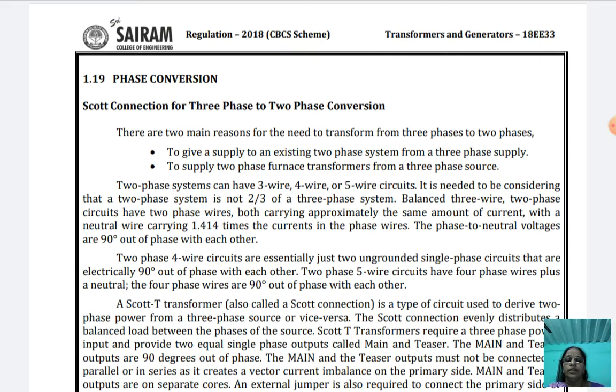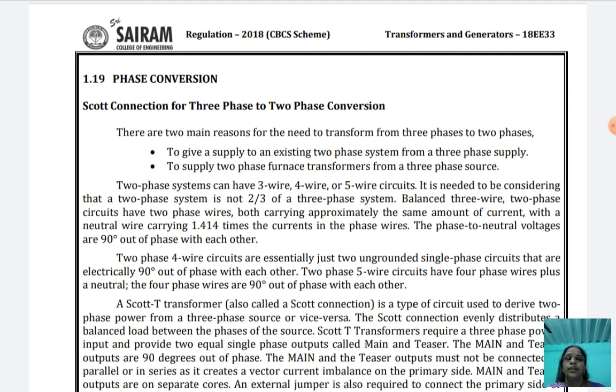Another thing is the two-phase 4-wire circuit means two ungrounded single-phase circuits that are electrically 90 degrees out of phase with each other. But the two-phase 5-wire circuit has 4 phase wires plus a neutral, and the 4 phase wires are 90 degrees out of phase with each other only.